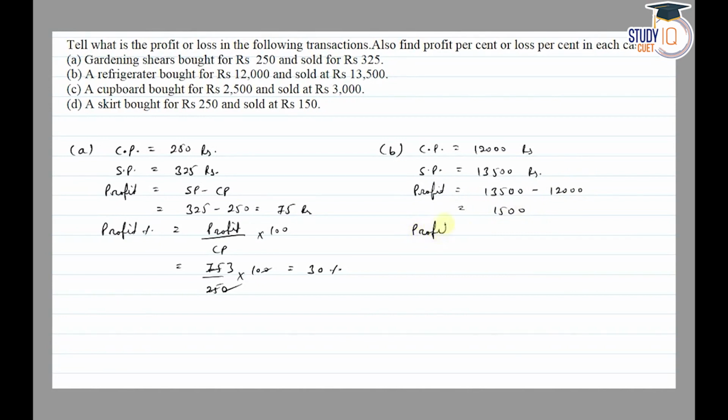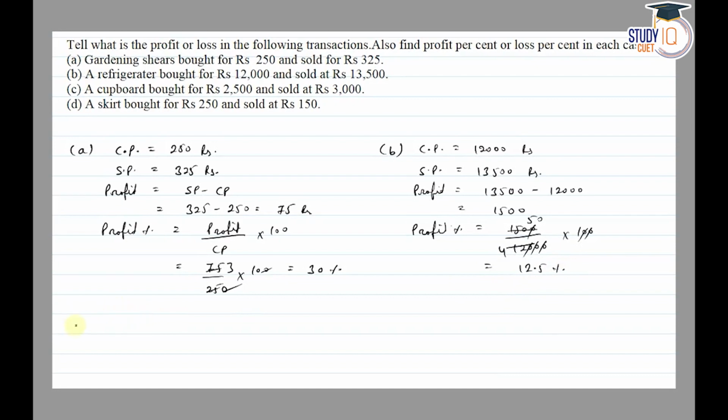So profit percent is equal to 1,500 upon 12,000 into 100. So 20 cancels with 20, then 10 with 10, 3 cancels out, 50 times 3, 12 is 4 times, 4 cancels with 50, 12.5 times. So profit percent comes out to 12.5%.